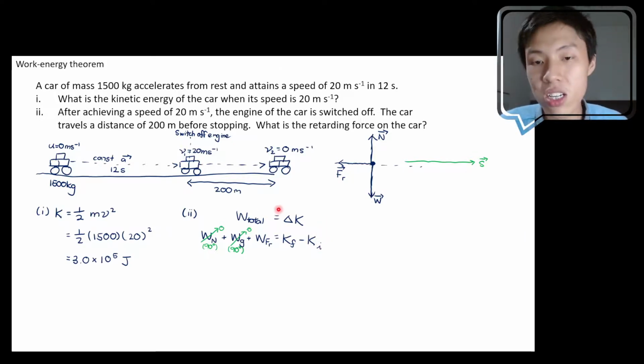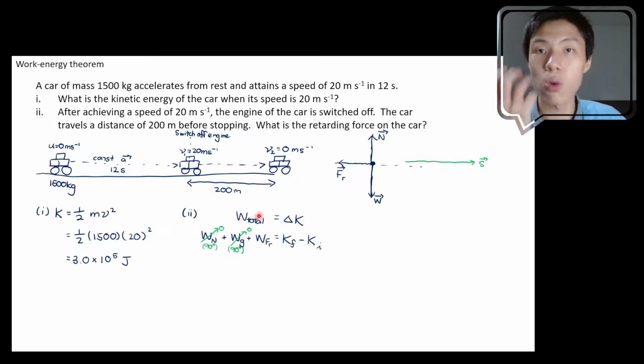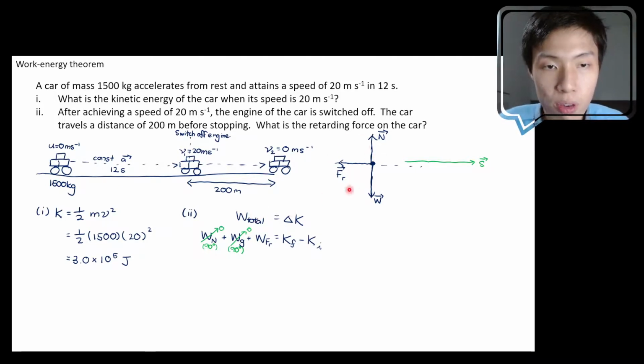The work energy theorem is always total work done equals change of kinetic energy. You cannot change this to a work by a single force. Okay, you have to find all the forces that are acting on an object, prove that all the other work are equal to 0, then the only work left will be your total work.